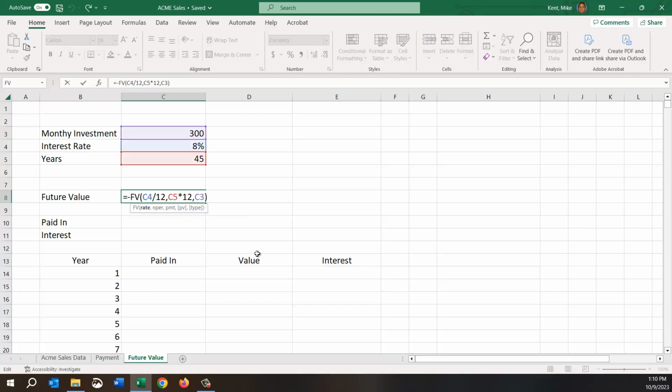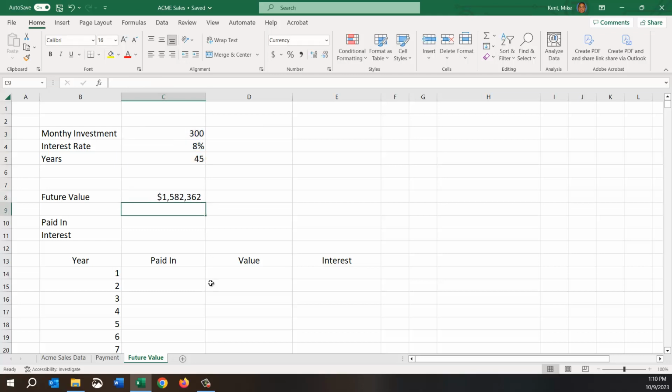So once again, let's look at what we need for future value. The first thing we've got to give it is the interest rate. And I've chosen, I'm going to average 8% over 45 years. Some years in the stock market might be 15%. Some might be 1% or negative. But let's say it's going to average 8%. The second thing I have to give it is how many years am I going to be investing? And that's 45 years times 12. And then finally, I'm going to be paying $300 a month. Now, hey, that works out pretty good.